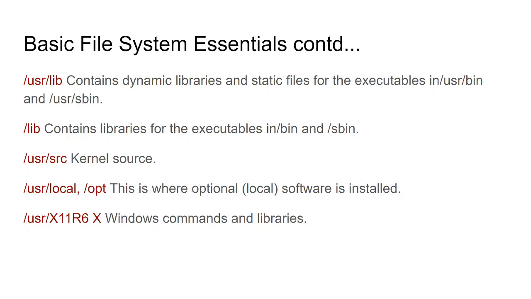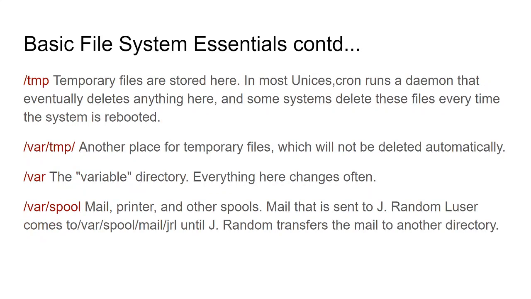Slash usr slash lib is nothing but contains dynamic libraries and static files for the executables, and slash lib contains the libraries for the executables. Slash usr slash src is nothing but the kernel source. Slash usr slash local or slash opt is for the optional local software where it is installed, and slash usr slash X11R6 is nothing but the windows commands and the libraries. Slash tmp is the temporary files stored path, and slash var slash tmp is another place for temporary files which are not deleted automatically.